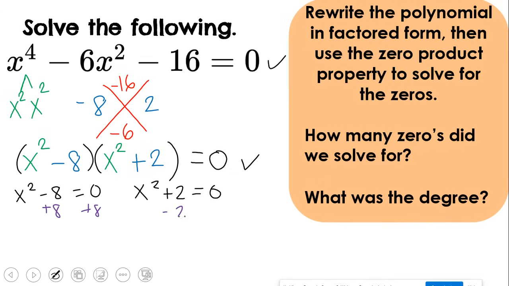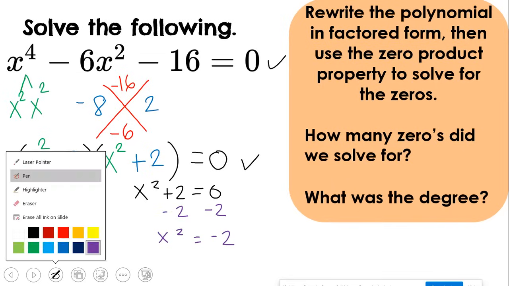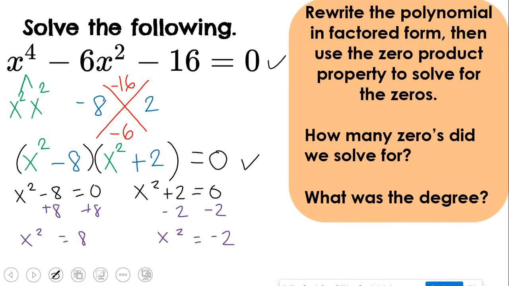Use a little bit of math, and we will find that x squared is equal to 8, and x squared is equal to negative 2. Now, with degree 4 polynomials, you usually end up here. You usually end up in this situation where in order to get x alone, you need to undo the second power, which is by taking a square root of both sides.